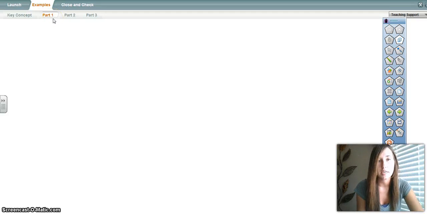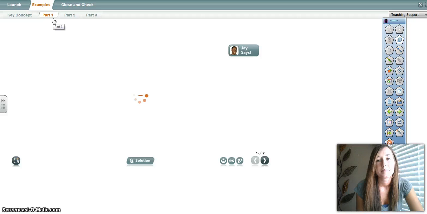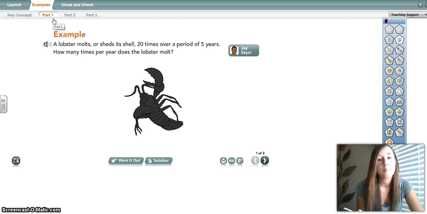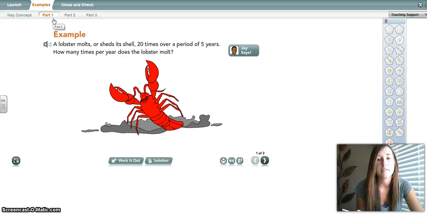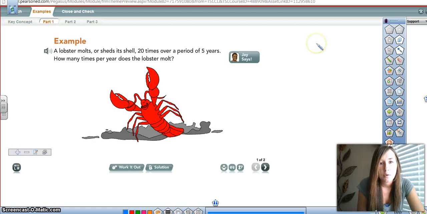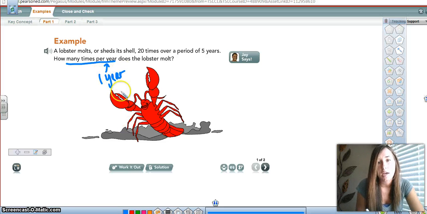Let's do a couple of examples. A lobster molts or sheds its shell 20 times over a period of 5 years. How many times per year does the lobster molt? Whenever we're asked the question, how many times per year, we're talking about how many years here. I don't see an S, so we're just talking about 1 year. We're looking for a unit rate.